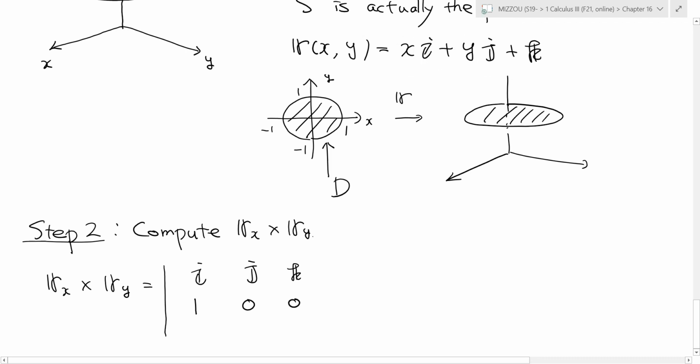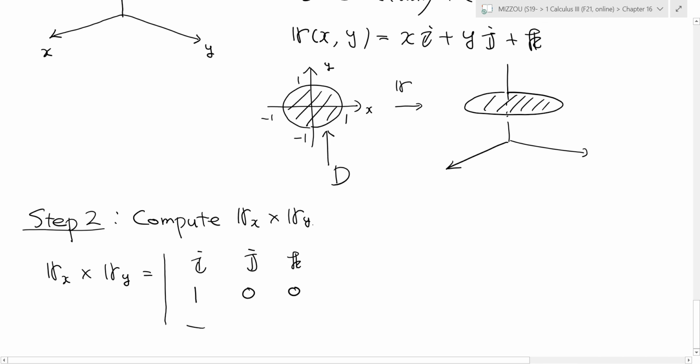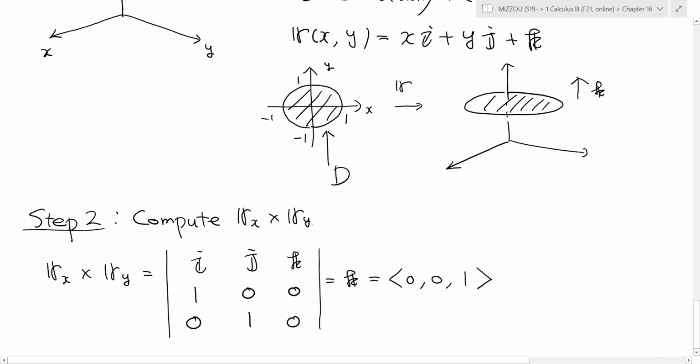And similarly, the third row here is the derivative of those with respect to y. So if you differentiate x with y, you get 0. If you differentiate y with y, you get 1. And if you differentiate 1 with y, you get 0. Okay. And then if you work this out, you will get vector k, or this is the same as 0, 0, 1. Then the vector 0, 0, 1 is a vector pointing upward. Right? K is a vector like this.